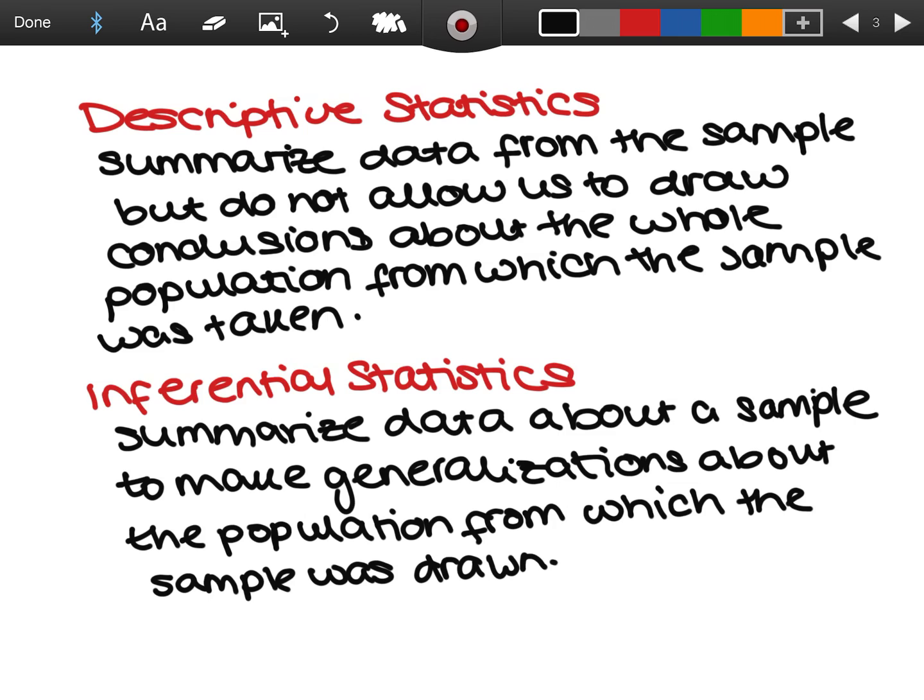Okay, so just to sum up, descriptive statistics take a sample and describe properties just of that exact sample. They don't tell us anything about the population. Inferential statistics take data from the sample and allow us to infer something about the larger population from which that sample was drawn.